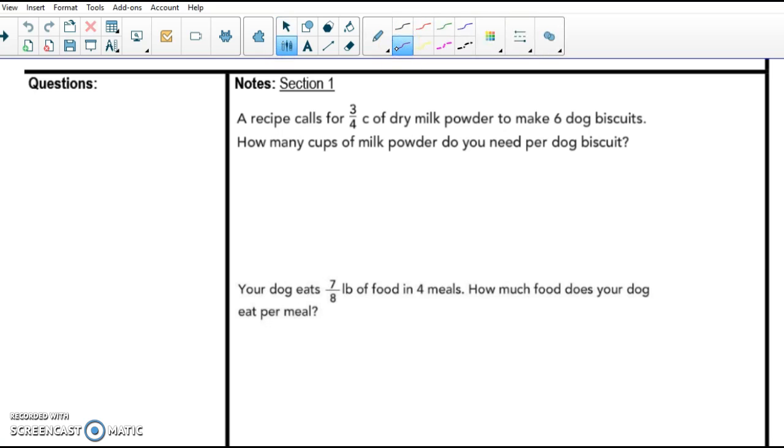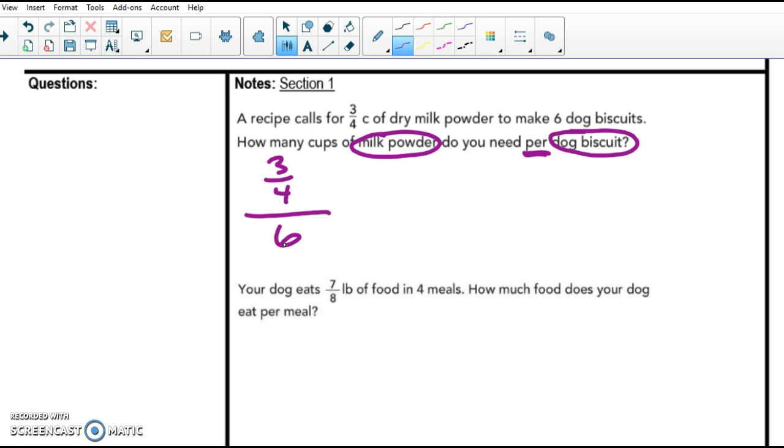All right, so a recipe calls for 3/4 cup of dry milk powder to make 6 dog biscuits. How many cups of milk powder do you need per dog biscuit? So this is kind of our clue word. We're going to do milk powder per dog biscuit for our ratio. So we need 3/4 of a cup per 6 dog biscuits.